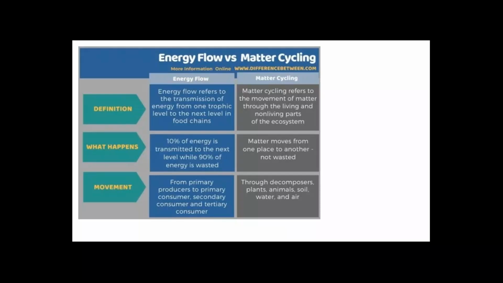And the movement from primary producers to secondary consumers and tertiary consumers, whereas the movement of matter is through decomposers, plants, animals, water, air. The point is in matter, it's recycled, whereas in energy, it isn't. The key thing is energy degrades.